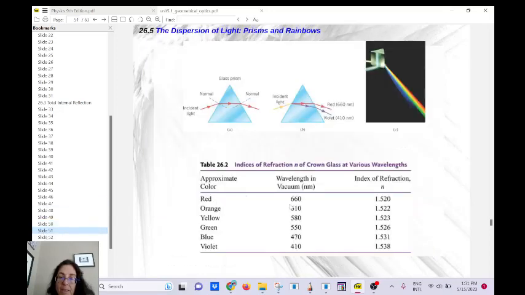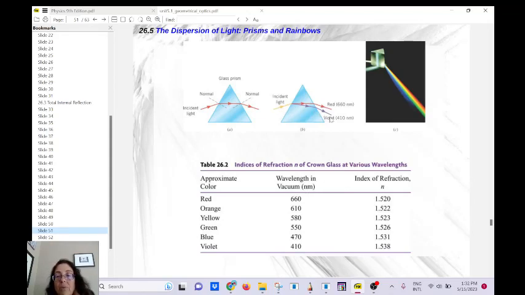See here, red will be the wavelength in a vacuum and index of refraction. But if you have, for example, blue, you have a smaller wavelength, and the index of refraction will be larger. So that's going to be for ground glass. It means that the speed of light for blue inside that glass will be smaller than for red. So the index of refraction is a function of the wavelength, or the wavelength is a function of the index of refraction. So you can see that here.